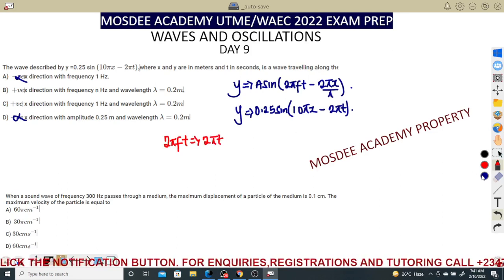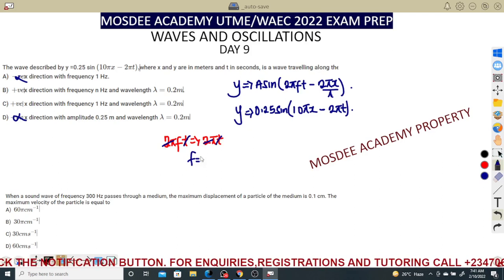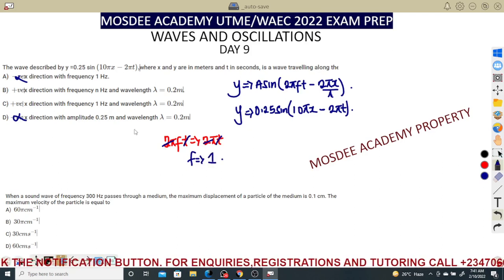On simplification, my dear students, 2 pi gets cancelled out, t also gets cancelled out. So what do you have? f is equal to 1. So the frequency is 1. Frequency is 1. So I think this is the answer.